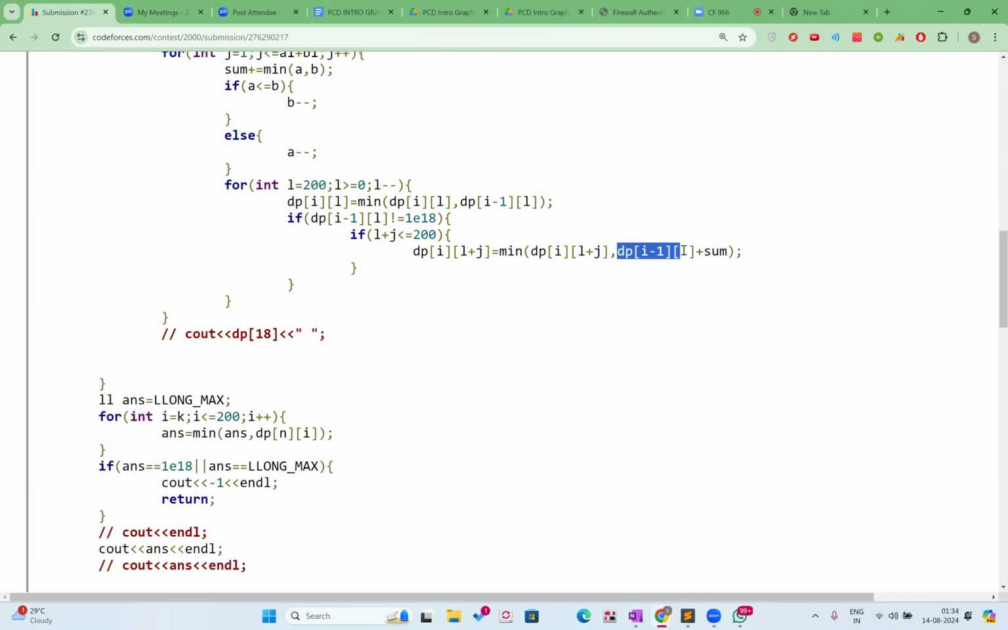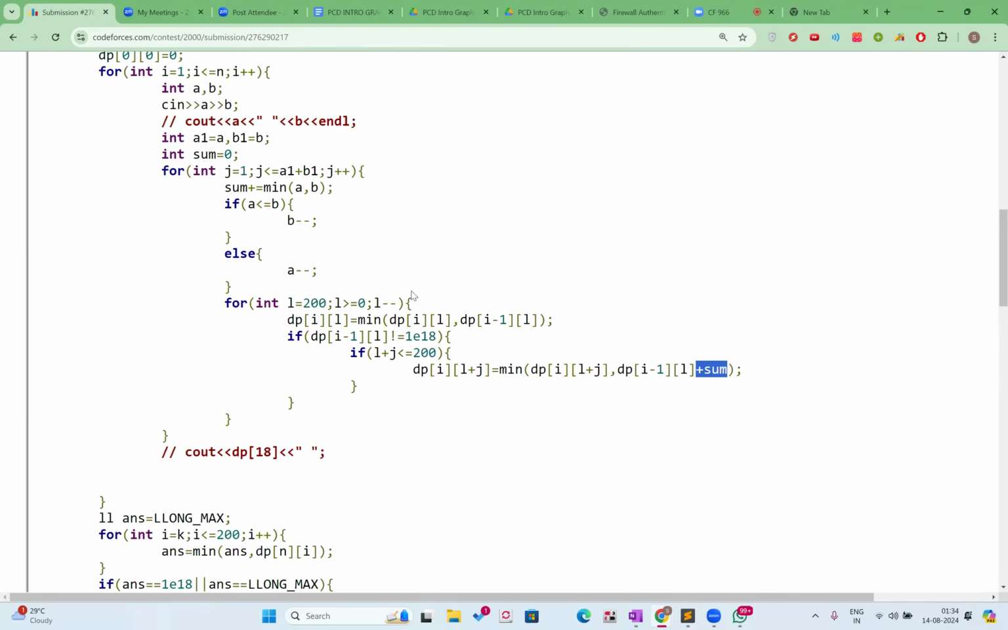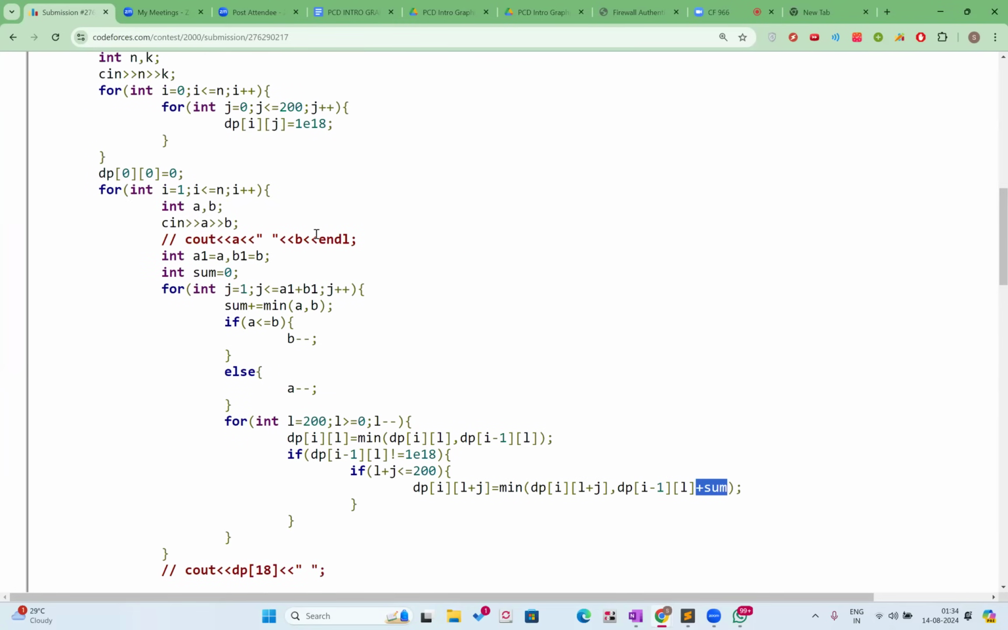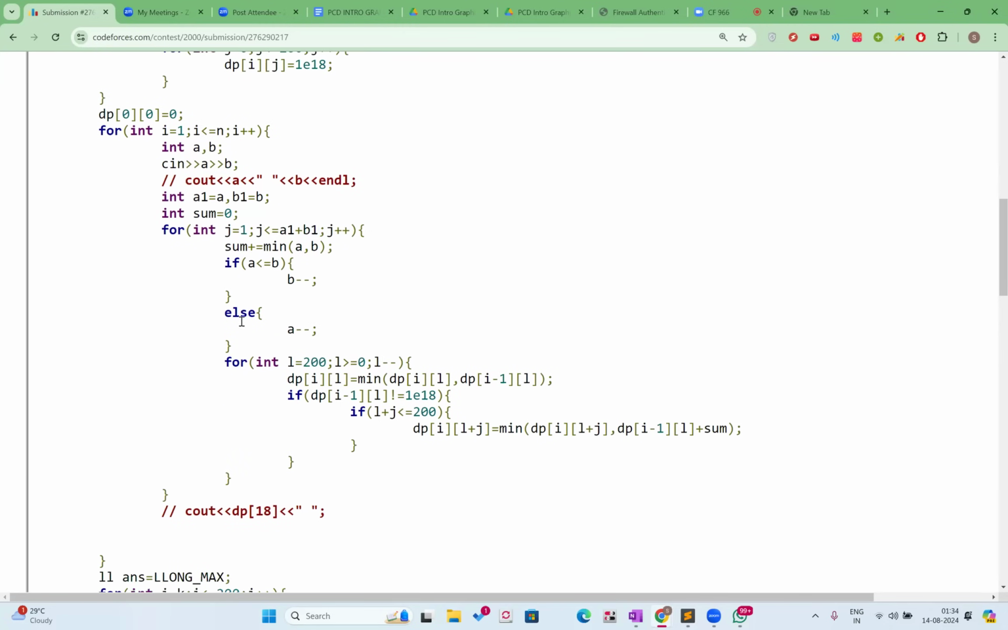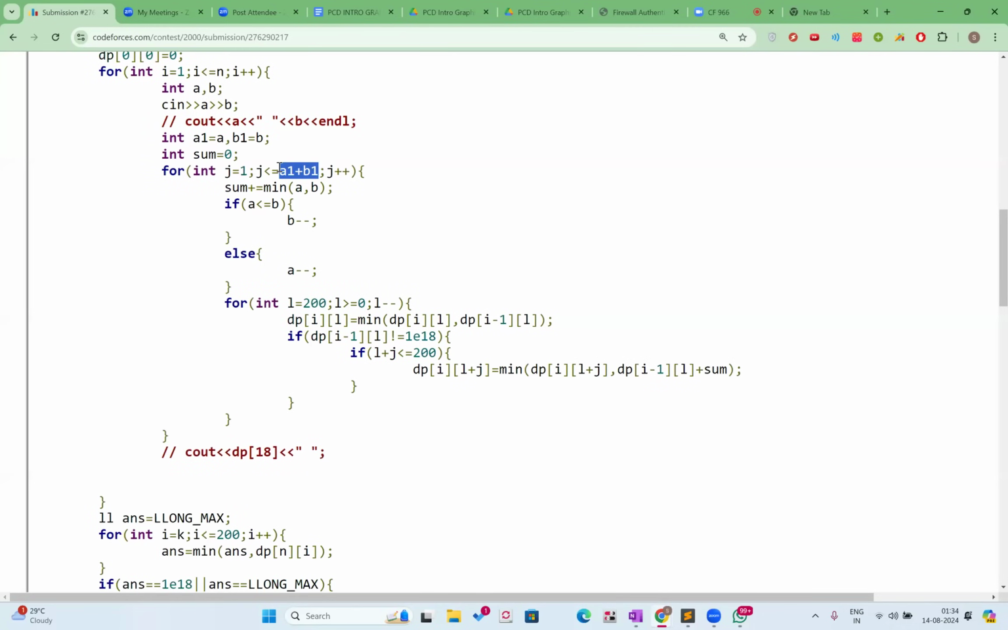And that will be DP[I minus 1][L], the minimum cost, plus the cost that we have to give here. So did you get what the DP is doing? Another thing, I cannot use A and B here. I have to use the copies because A and B are updated inside this, and I do not want them to be updated every time in this loop. So I have used the copies. Did you get that?